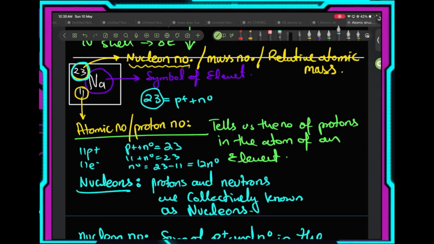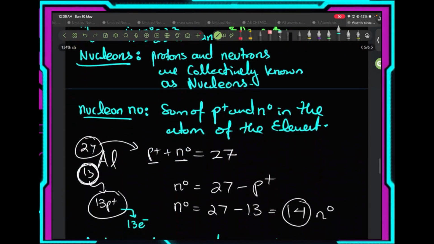Yeah. So now that we've figured out how to find the number of electrons in every atom, we can arrange these electrons in shells.